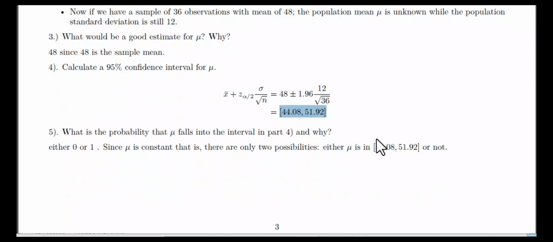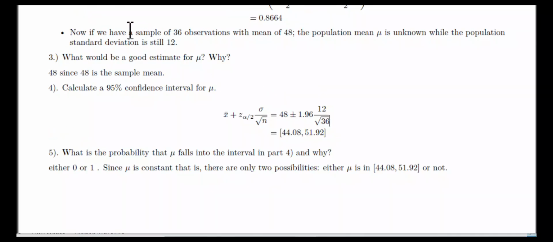What is the probability that mu falls into the interval in part 4, and why? This is just one visualization of the confidence interval, based on the sample we're talking about here. So this mu is a constant. For a constant mu to be in a constant interval, there are only two cases: either the true mu is in this interval or it is not. That's why the probability is either 0 or 1. 0 means mu is not in this interval, and 1 means mu is in this interval. That's exactly the solution here.